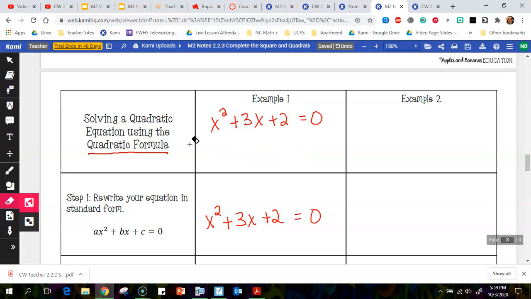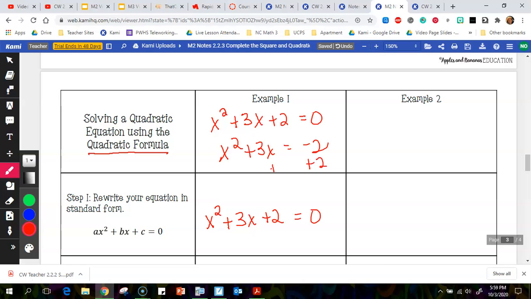This one might have said x squared plus 3x equals negative 2. So then you would have to add a 2 to both sides. That's what they're talking about. And so that's what we would have done there.